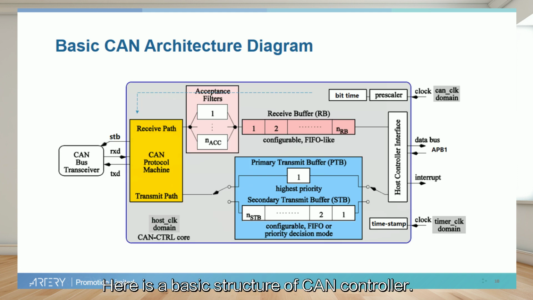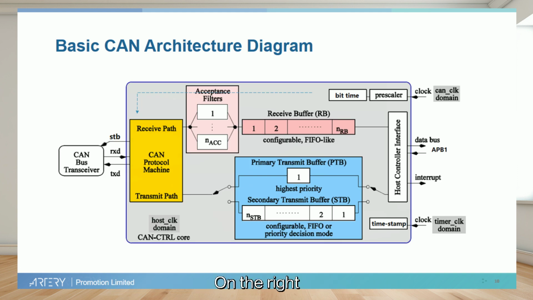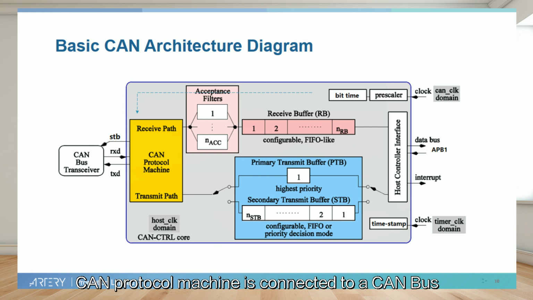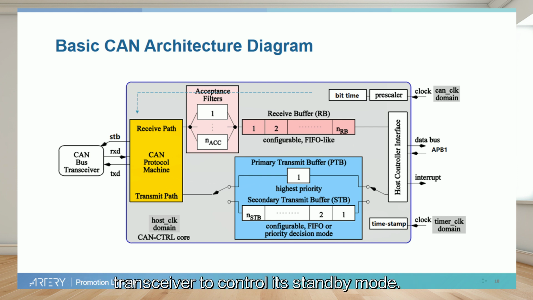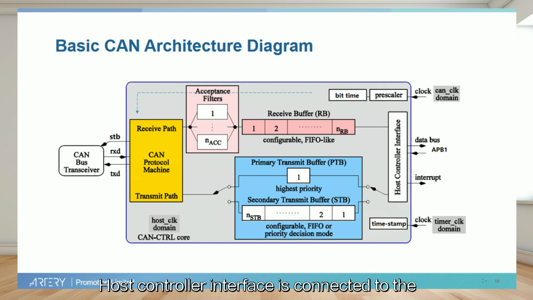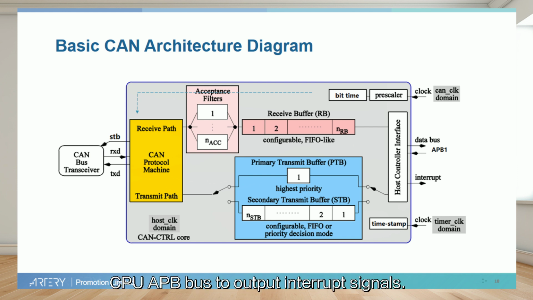Here is a basic structure of CAN controller. On the right, CAN protocol machine is connected to a CAN bus transceiver to control its standby mode. On the left, host controller interface is connected to the CPU APB bus to output interrupt signals.